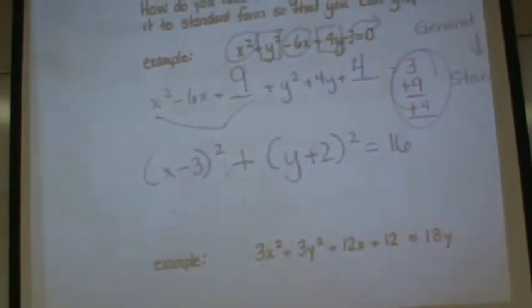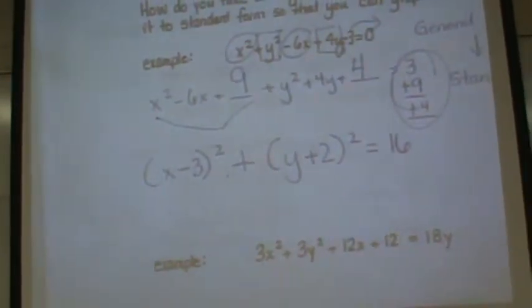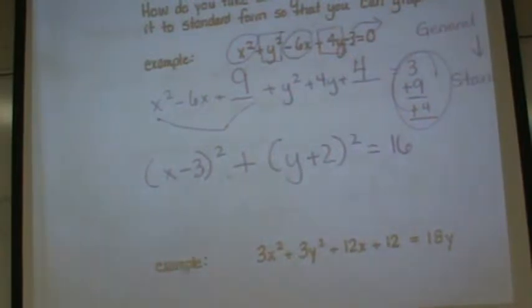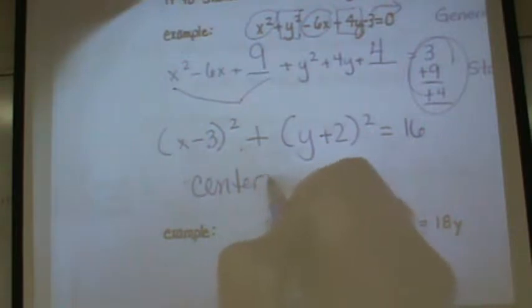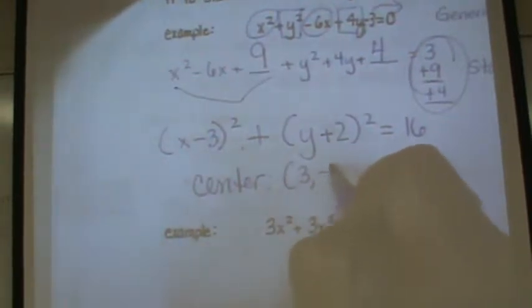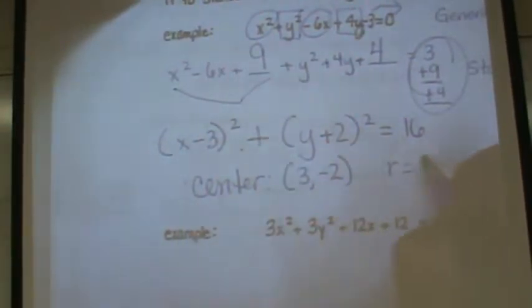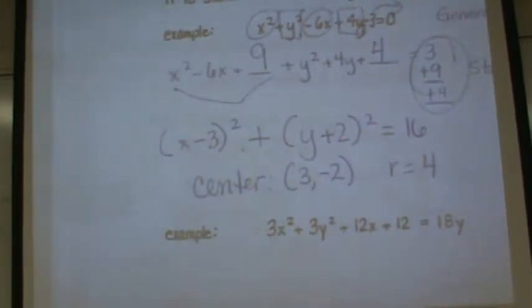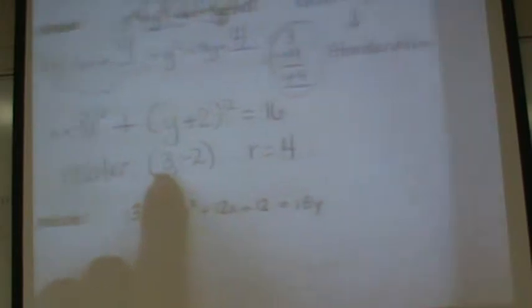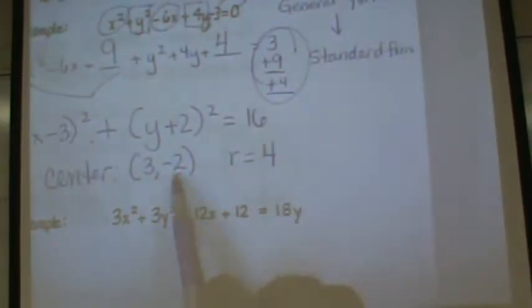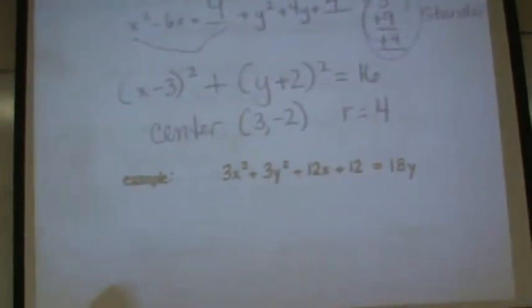So now, guess what? You have converted this to standard form. I can now tell you what the center is. Anyone know what the center is? 3, negative 2. Very good. 3, negative 2. And what's the radius? 4. 4. Now, if somebody asked you how to graph this, what would you do? I would put a dot at 3, negative 2.